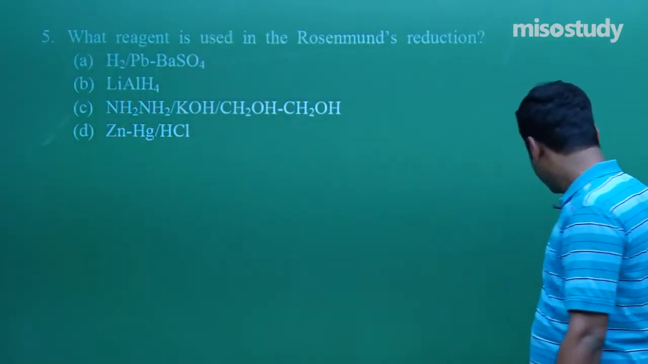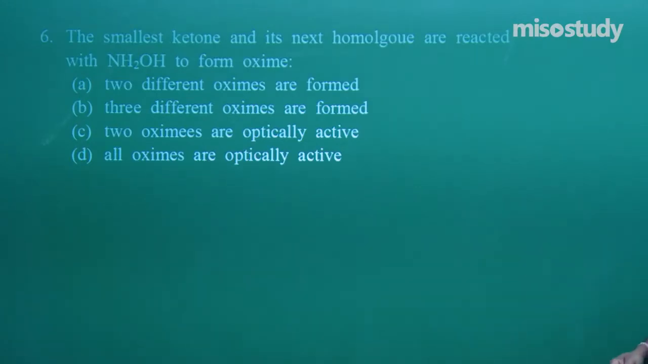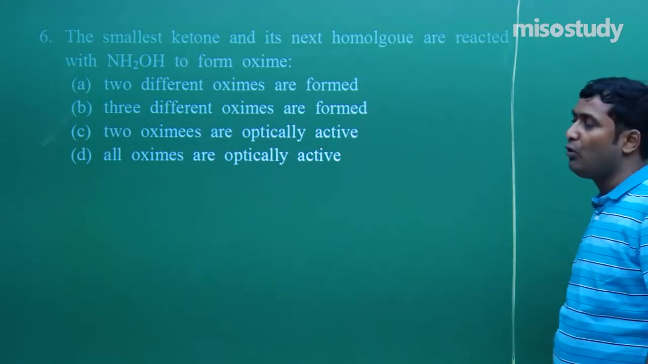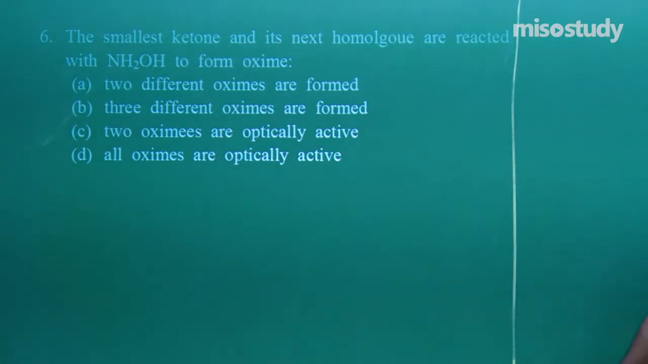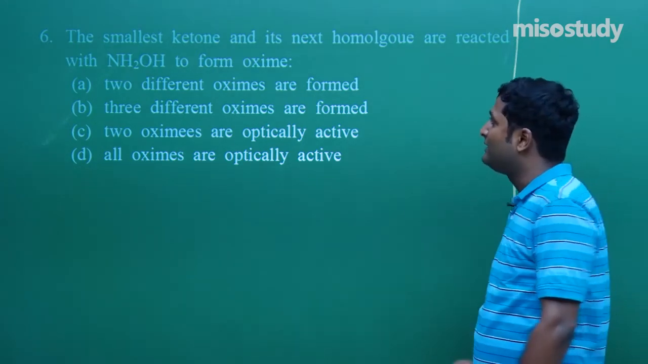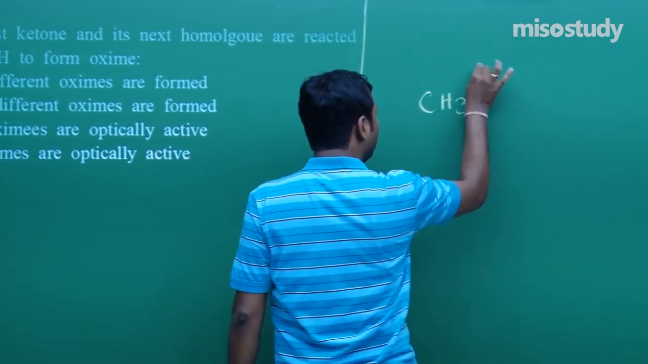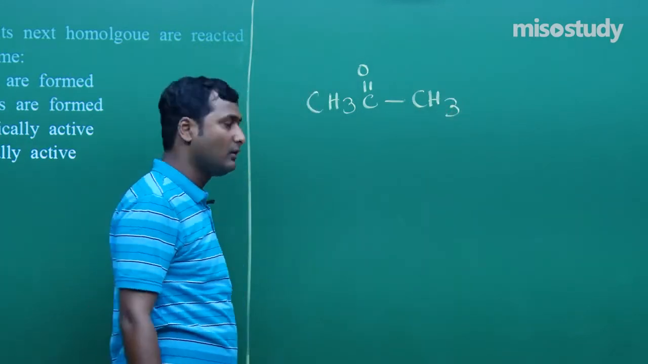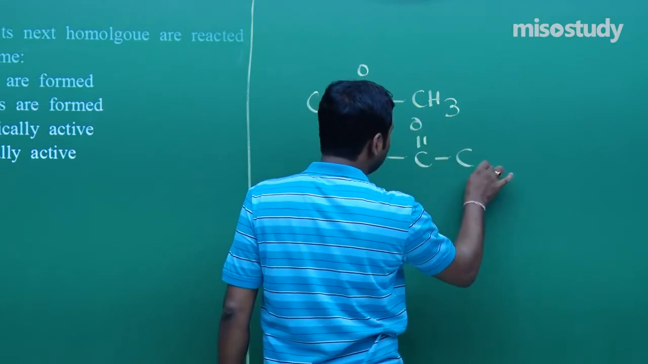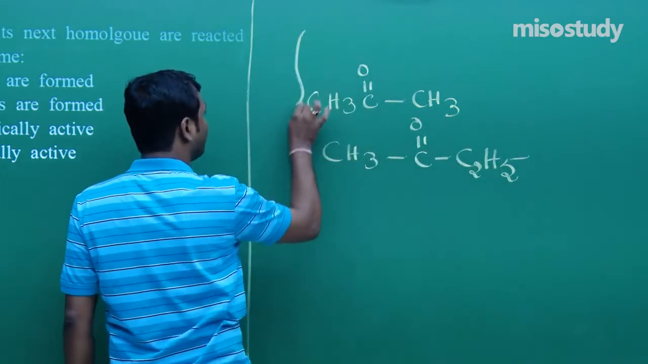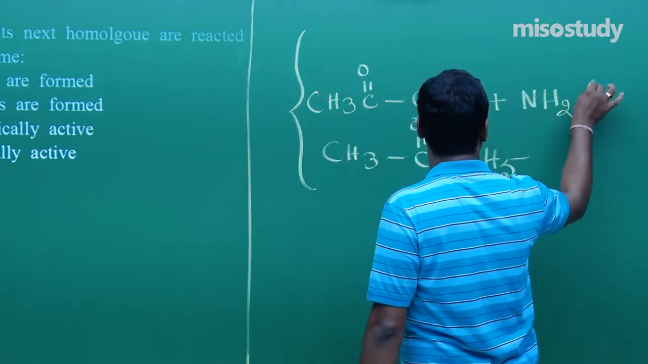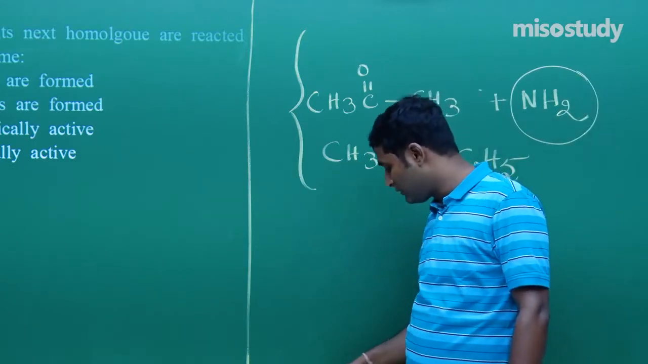Now let's move to the next question. The smallest ketone and its homologue are reacted with NH2OH to form oximes. Now tell me, it's your turn. There are 2 ketones, think on it. The smallest ketone is CH3COCH3. The next one is its homologue, CH3COC2H5. Now, when treated with NH2OH, which type of oximes will they form? Think on it. How to solve this question, friend?